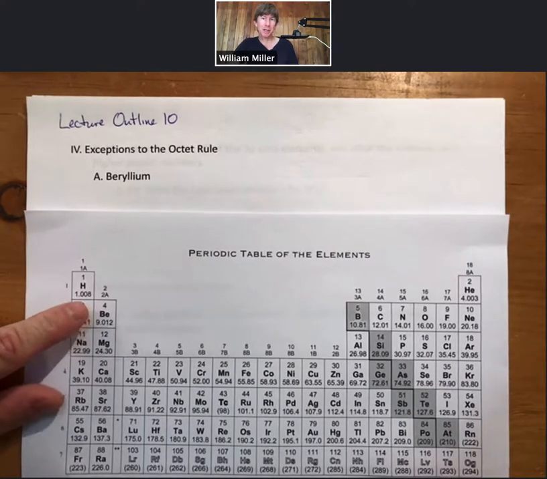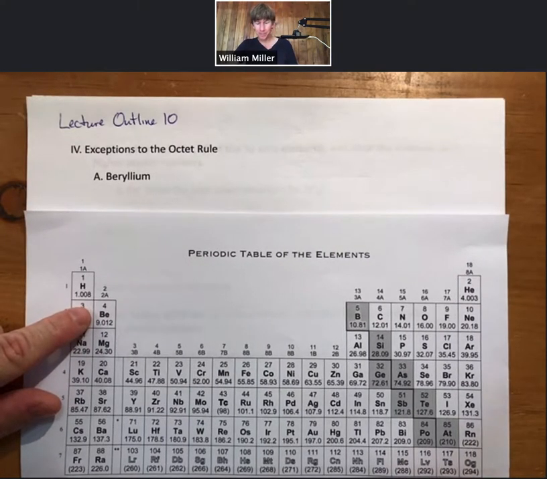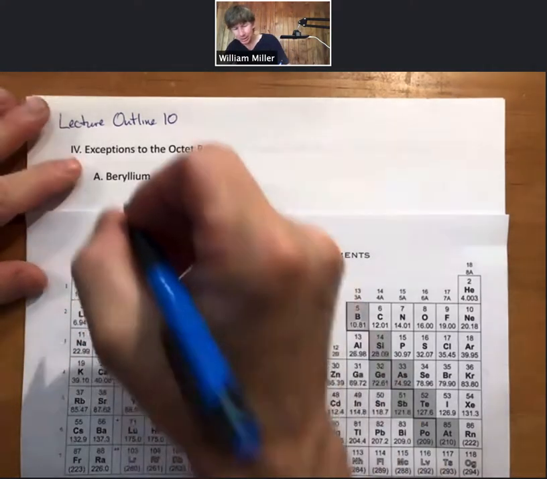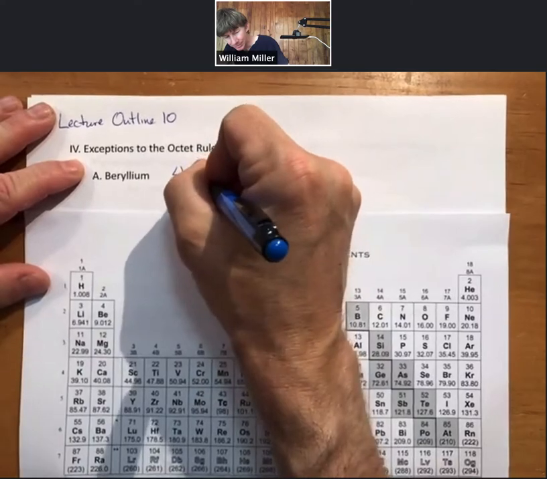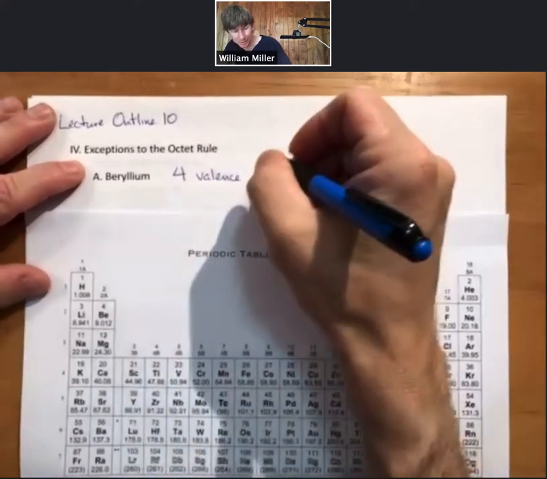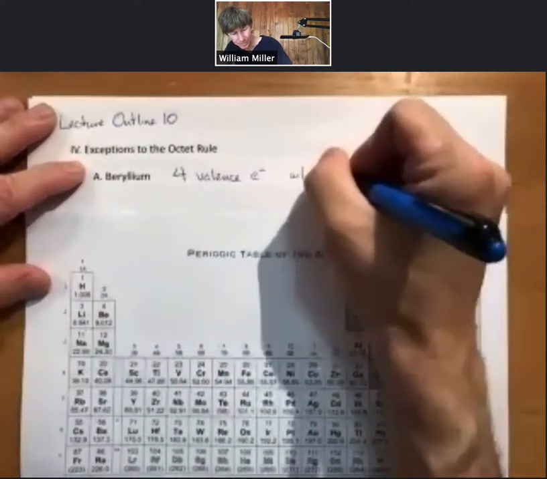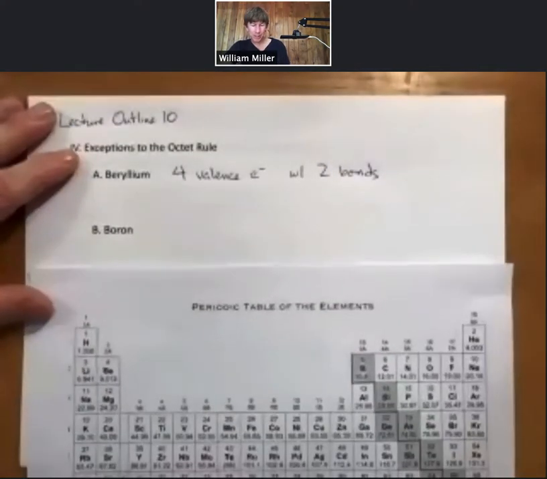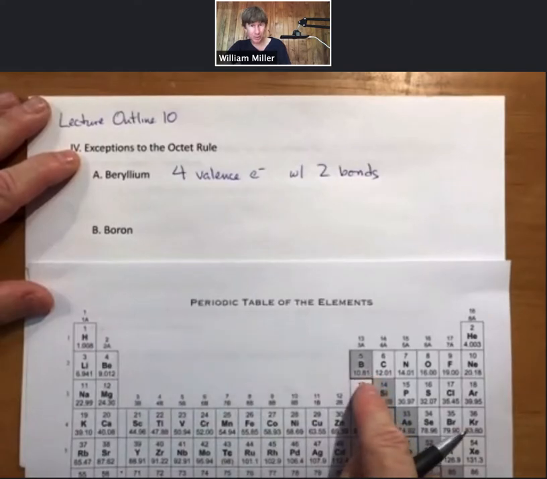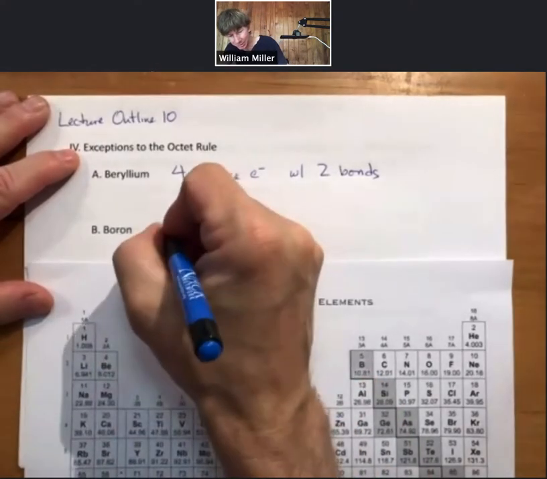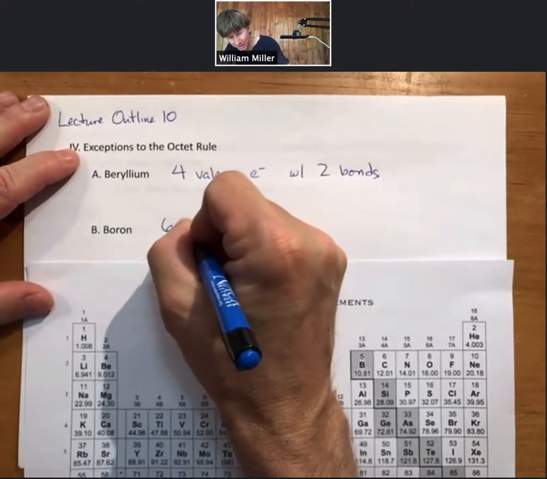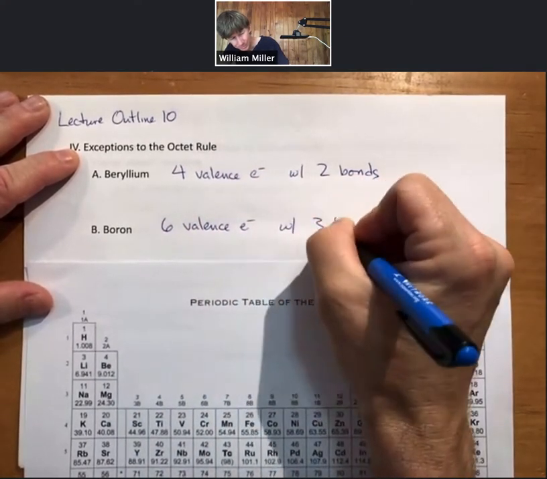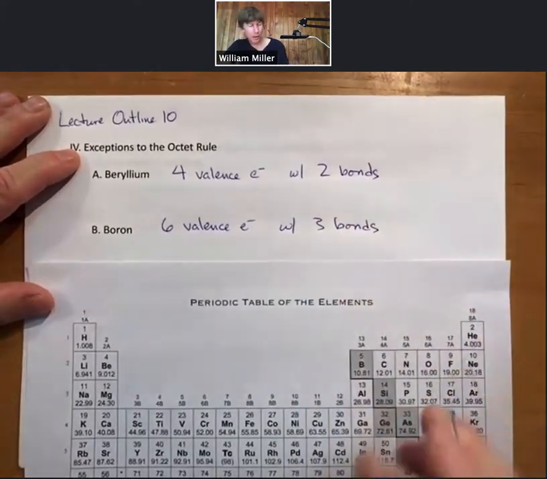And all we're going to say for now is that beryllium likes to have 4 valence electrons instead of 8, and typically with 2 bonds. Boron, the next element on the periodic table, likes to have 6 valence electrons, with 3 bonds.